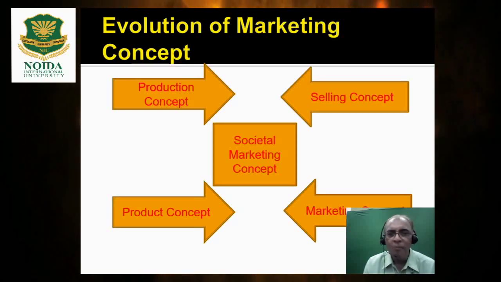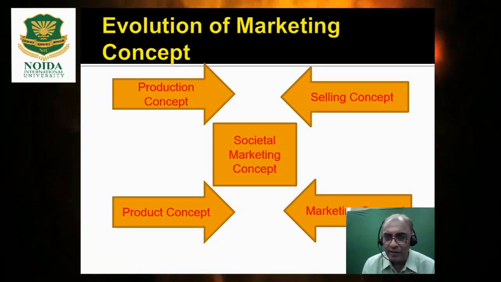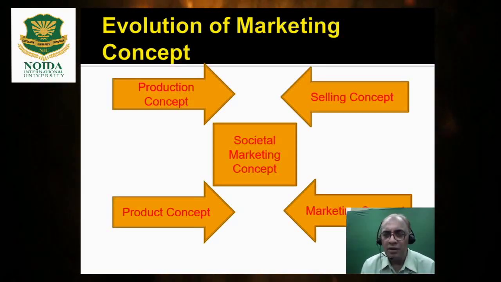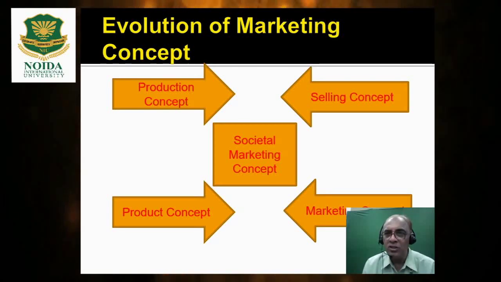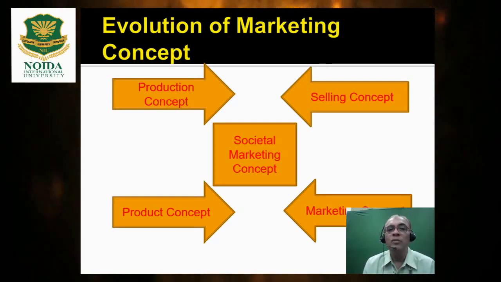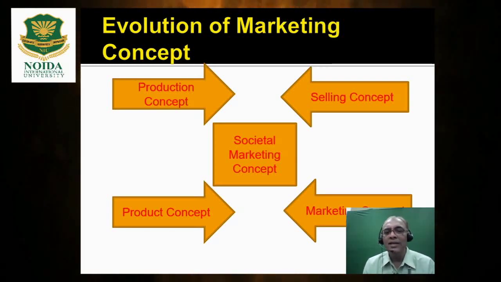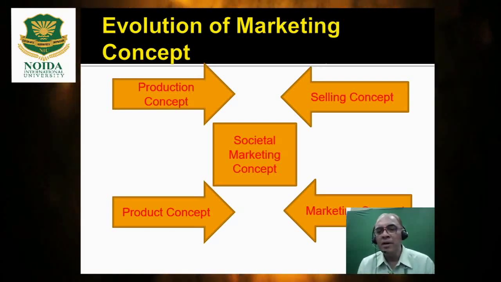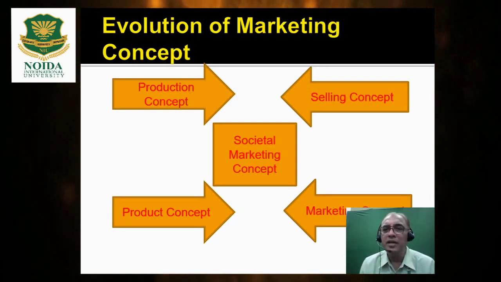It started from the production concept, as we said, which talks about volume and production: produce as much as you can so that you can have economies of scale. Then it moved to the product concept, which talks about maintaining the quality of a product. Then came the selling concept, which focused only on selling products to the customers. And then the marketing concept came up, which talks about customer satisfaction and customer delight.